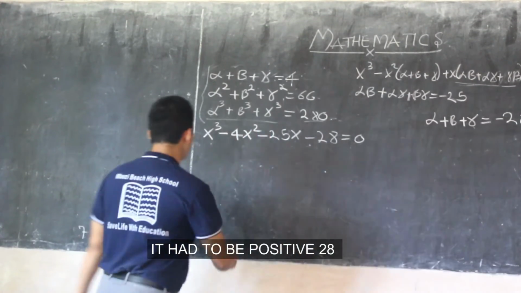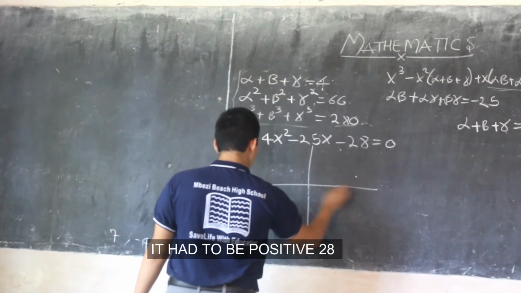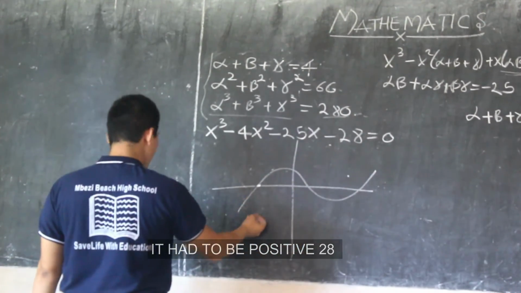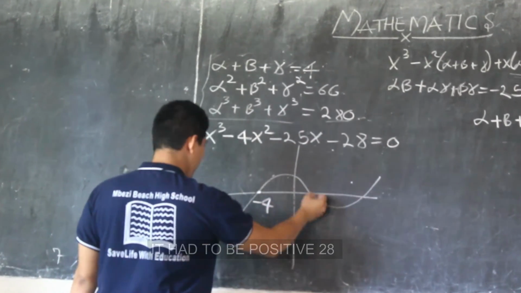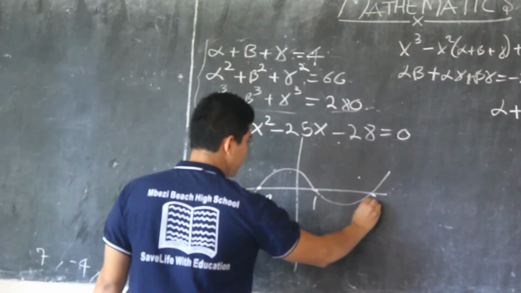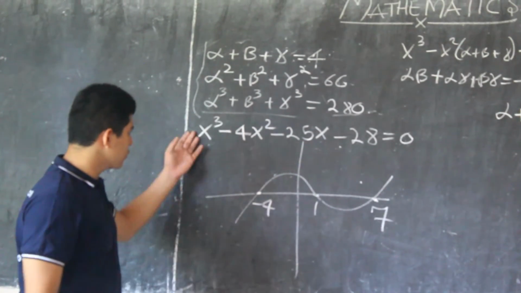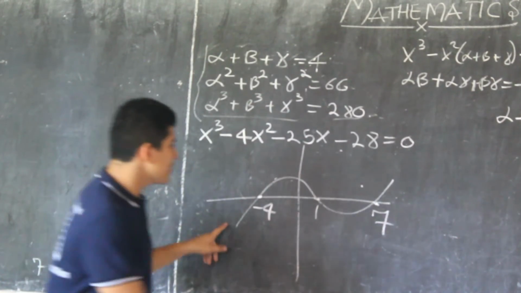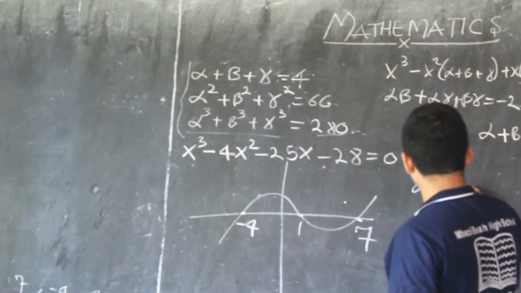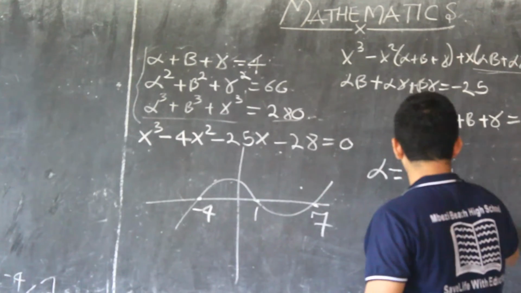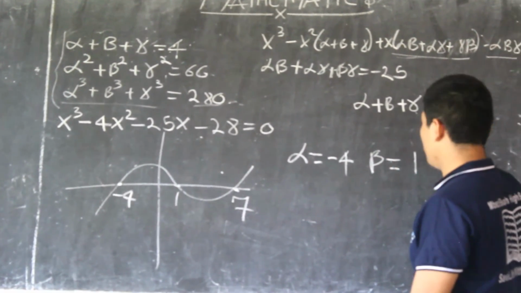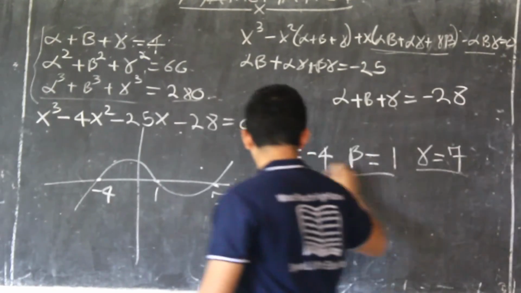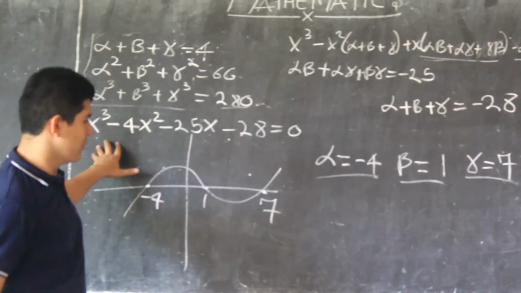Now, if you draw the graph of this, you're going to get something like this. It's going to be here, let's say, yes. Now, here we're going to get the value of negative 4, here we're going to get the value of 1, and here we're going to get the value of 7. Now, you can also solve it by using numerical values, but you can even draw the graph, you get the same value. Which means that alpha is equal to -4, beta is equal to 1, and that gamma is equal to 7. Now, these are already the answers of our equation.